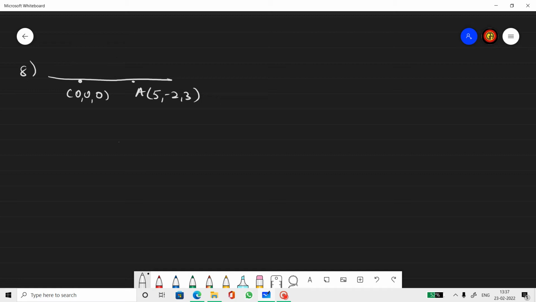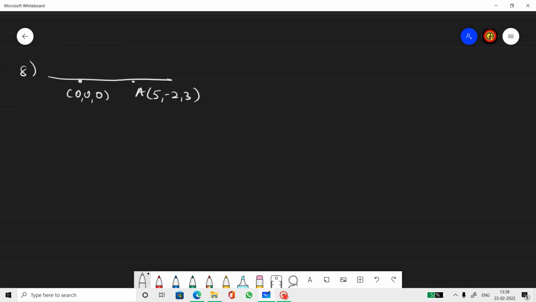Now, to find an equation of a line, we need a point and a direction vector. The point is our choice. We can take the origin as the point or A as the point, right? Origin as a point makes our work very easy.